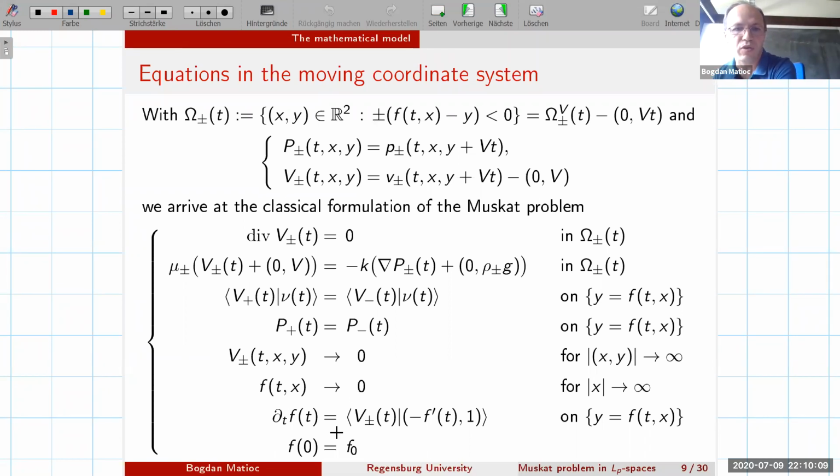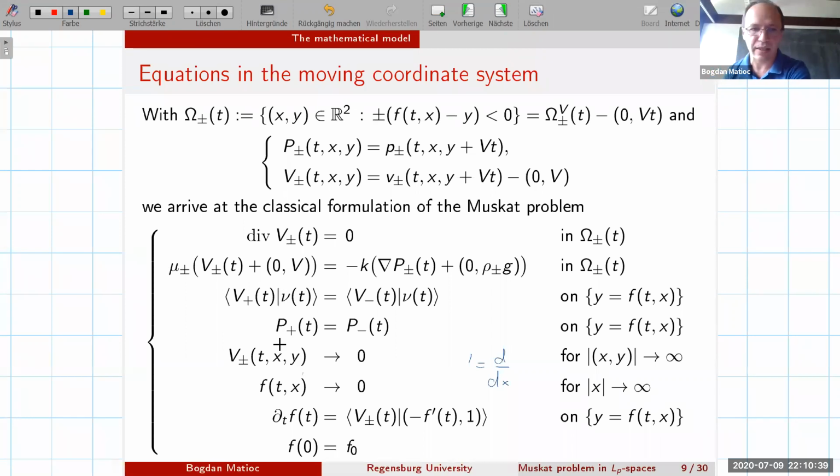And this is the evolution equation for f. You see a prime here. Prime means simply d over dx, a derivative with respect to the spatial variable. And because we have one evolution equation for f, we need an initial condition for f. So what you see here is that the first 6 equations or conditions are all linear and have constant coefficients.